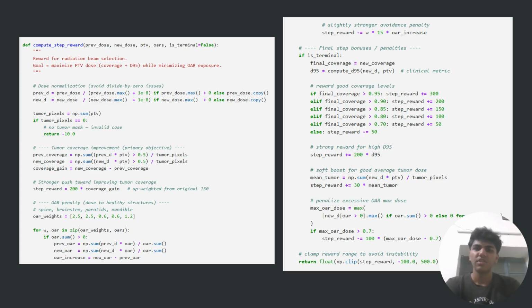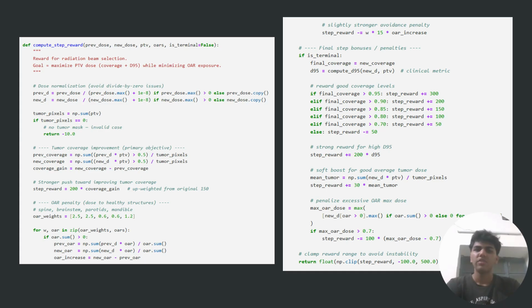Next, we compute the change in tumor dose coverage. This is the primary positive signal. When a beam increases the number of PTV voxels receiving therapeutic dose, the agent receives a reward proportional to that improvement. This helps the agent be guided towards the angles that progressively improve tumor coverage rather than relying only on terminal feedback.